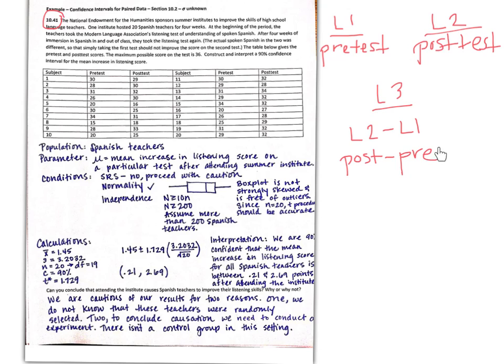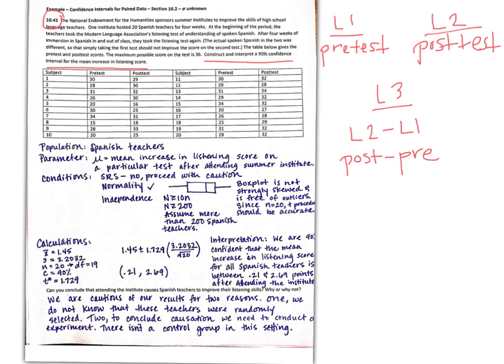And I used L3 to subtract them, post-test minus pre-test, in order to find their difference. Because as it says, we want to construct and interpret an interval for the mean increase in listening score. So this is running under the assumption that the post-test is going to be higher. Following the same 4 steps we've used previously, we're going to state our population and parameter. So we're looking at Spanish teachers. Our parameter of interest is the mean increase on the listening score.